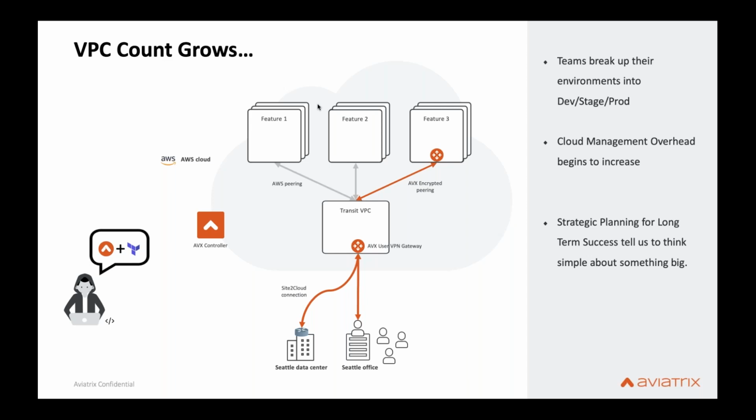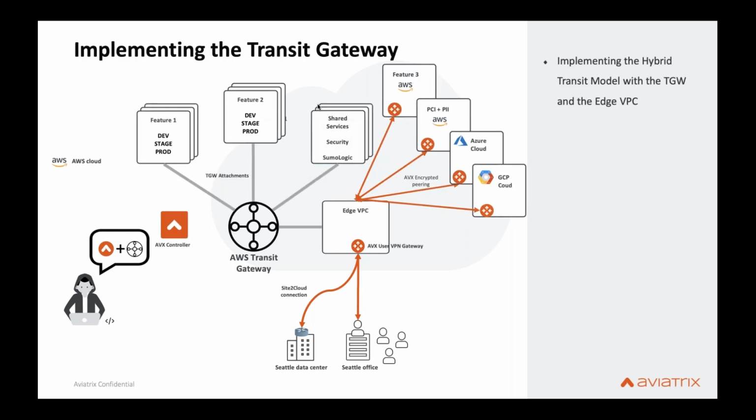What he came up with was a hybrid transit architecture that combined the Transit VPC, and did you notice that the Transit VPC changed to the edge? We're switching the name around once we get to this architecture, so it's not confusing with the AWS Transit Gateway and Transit VPC. We want to make sure we're not stepping all over ourselves.